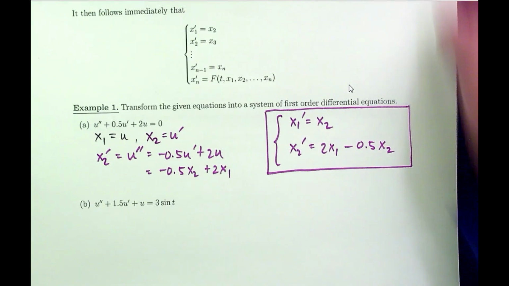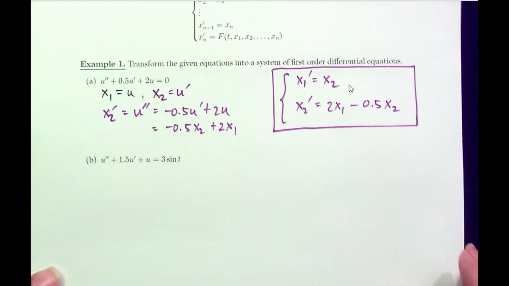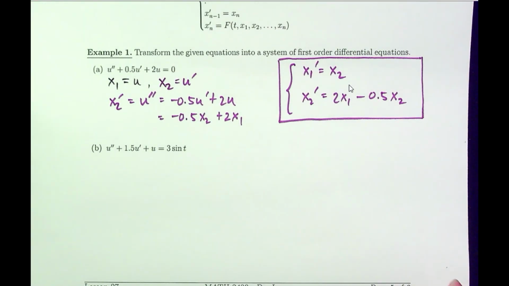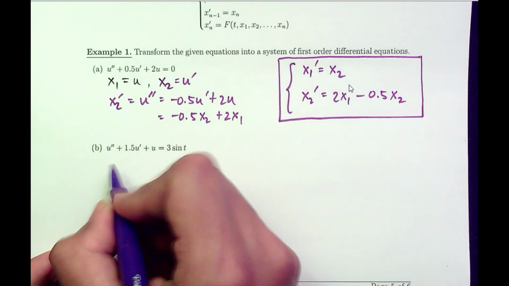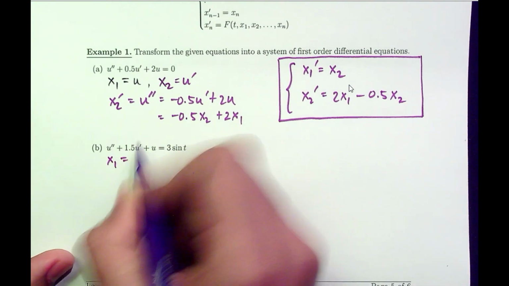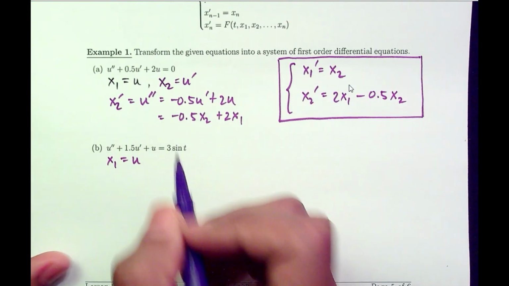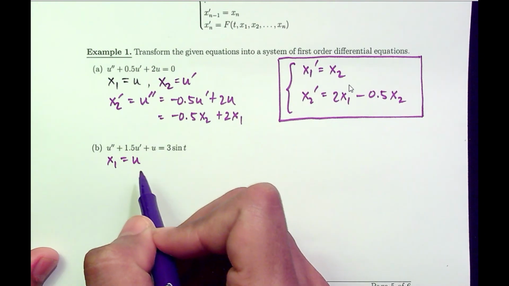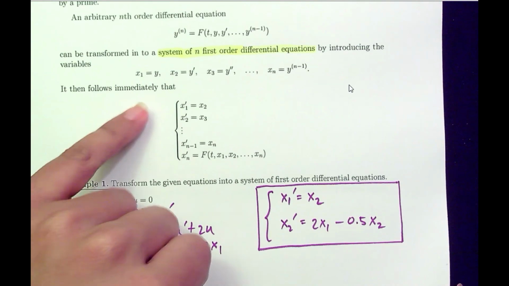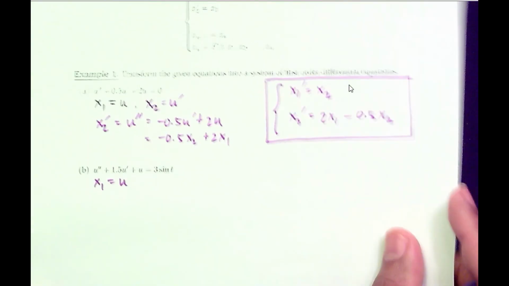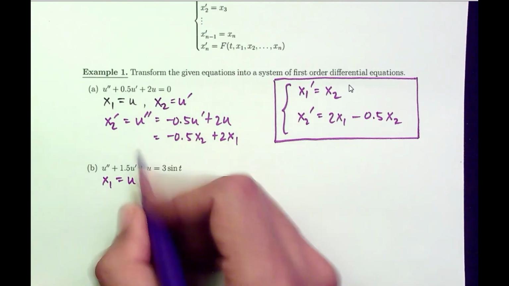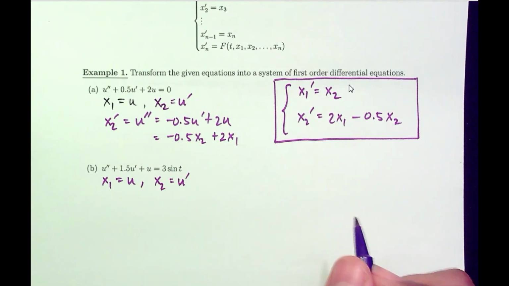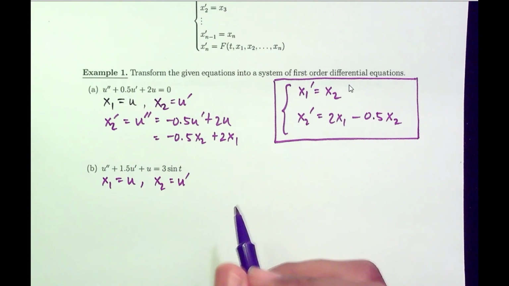Alright, and that's it. It's not difficult. Let's do another example. So first, introduce the variables. First, x1, that would be the u, because our differential equation is in terms of u. If it was in terms of y, then it would be x1 equals y, which is what we have over there. Then the next variable, and we're only going to need two because it's a second order differential equation, is just going to be u prime. If it was a third order differential equation, then x3 would be u double prime, and so on.